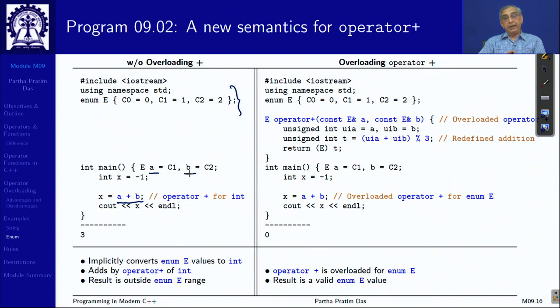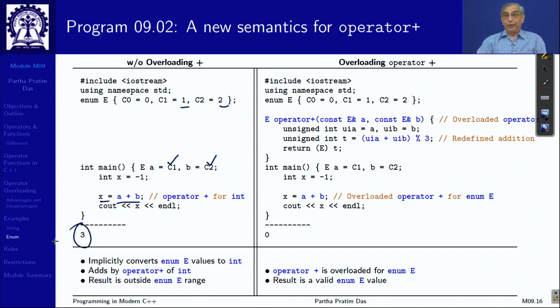This add does an arithmetic conversion from enum to int, because enum does not have any predefined operator, but it is represented as integer internally. So what the compiler does is what is known as an arithmetic conversion, that converts A to int, B to int, does an arithmetic addition, and you get the result. So expectedly, if this is C1 which is 1, this is C2 which is 2, when you add them, x will be 3, perfect.